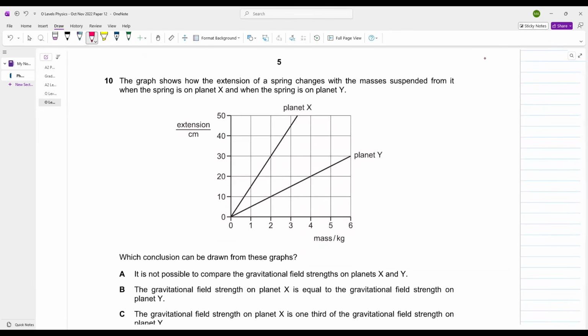Okay. I think we have seen this question earlier as well. The graph shows how the extension of a spring changes with mass suspended from it when the spring is on planet X and when the spring is on planet Y. When the spring is on planet Y and you are applying a mass of 2 kg, the extension is 10 centimeter. When the spring is on planet X and you are applying a mass of 2 kg, the extension is 30 centimeter.